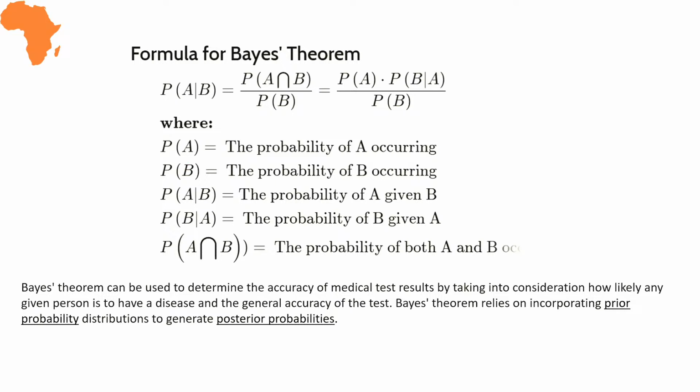It can be used to determine the accuracy of medical test results by taking into consideration how likely any given person is to have the disease and the general accuracy of the test. It incorporates a prior probability and the posterior probabilities. Prior probability is the prevalence. The posterior probability is what we get after we do the test, and we can calculate a new prevalence. Then we update our information.